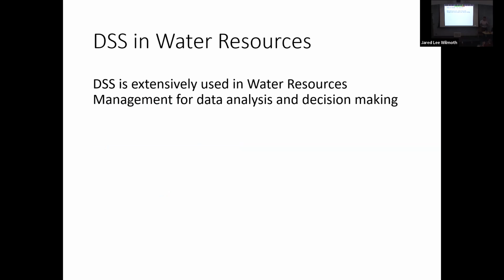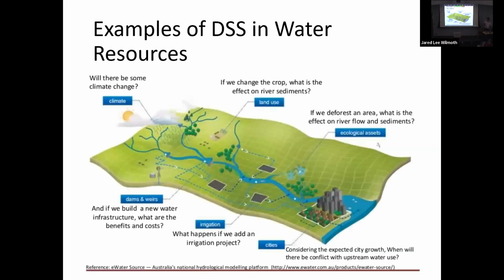In water resources management, they are extensively used, and I can provide you some examples. Let's say it's a watershed. There could be many different ways of using decision support systems in order to improve water resources management. For example, if you wanted to look at the impacts of climate change, what would be the impact of climate change in a watershed? Or if we change a land use, if we change a type of crop, what would be the impact on, for example, the nutrients in the stream or the sediments?